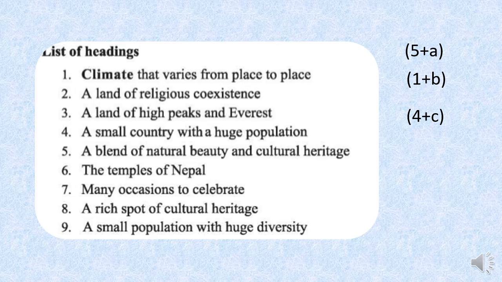Then for paragraph D, we can use the 3rd one, a land of religious coexistence. As in paragraph D, we have read about the religious harmony in Nepal. And in paragraph E, we can use the headline, a rich spot of cultural heritage. And for paragraph F, we can use the headline, many occasions to celebrate. So we have already completed choosing the headings for the given paragraphs.